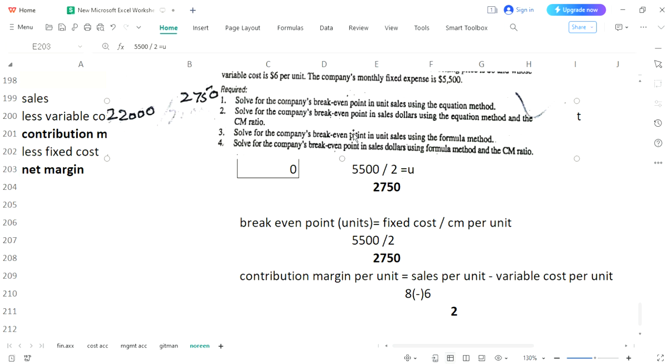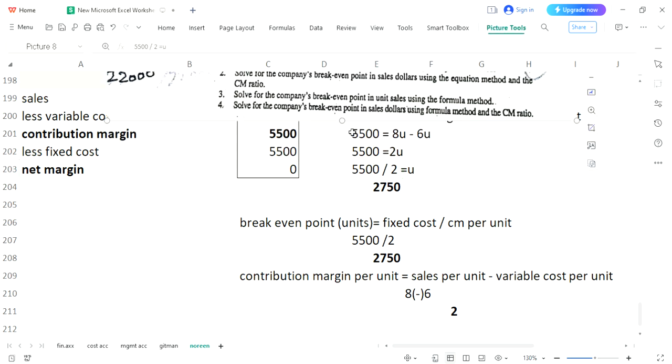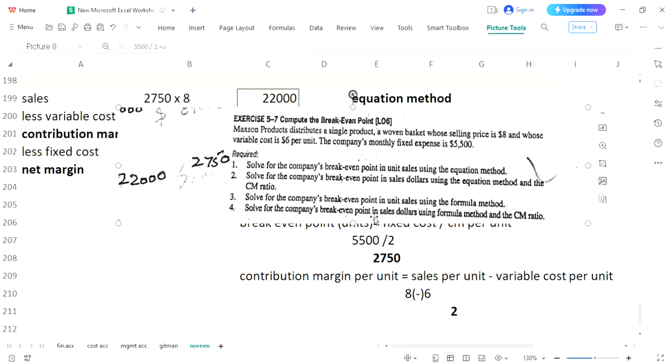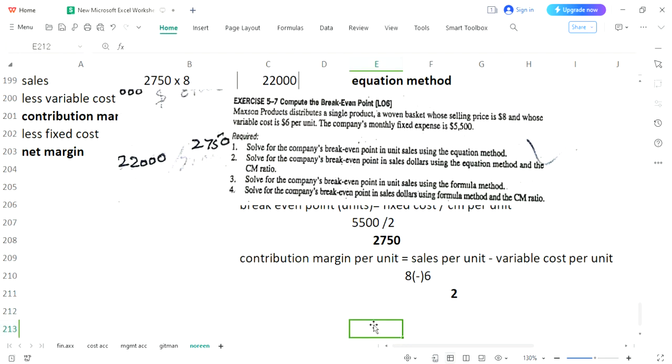But there you calculated it through an equation, and the equation was applied over there. Here you have put a formula with which you calculated break even point in terms of units. The last and the fourth requirement is to calculate break even point in terms of sales. So you must have the formula in your mind.